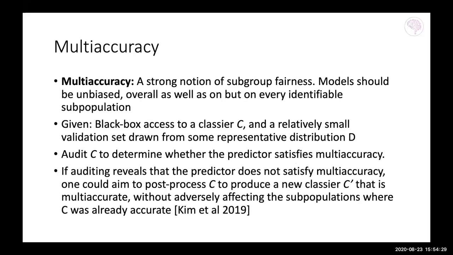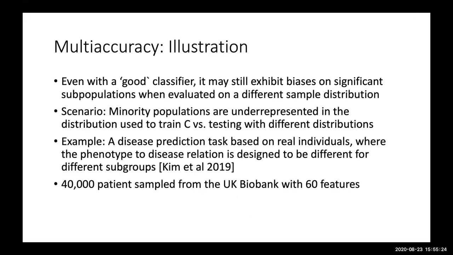So continuing on the notion of subgroup fairness, researchers have also devised a notion that has been defined as multi-accuracy. Here the idea is that for a model to be unbiased, it should be unbiased overall, but also with respect to every identified subpopulation. Suppose you're given a black box classifier and a validation set. The problem is that we have to audit it to determine whether it satisfies the condition of multi-accuracy or not. It turns out that a solution to that particular problem actually exists. In the interest of time, I will skip how multi-accuracy actually works, and we can always come back to this if there are questions.